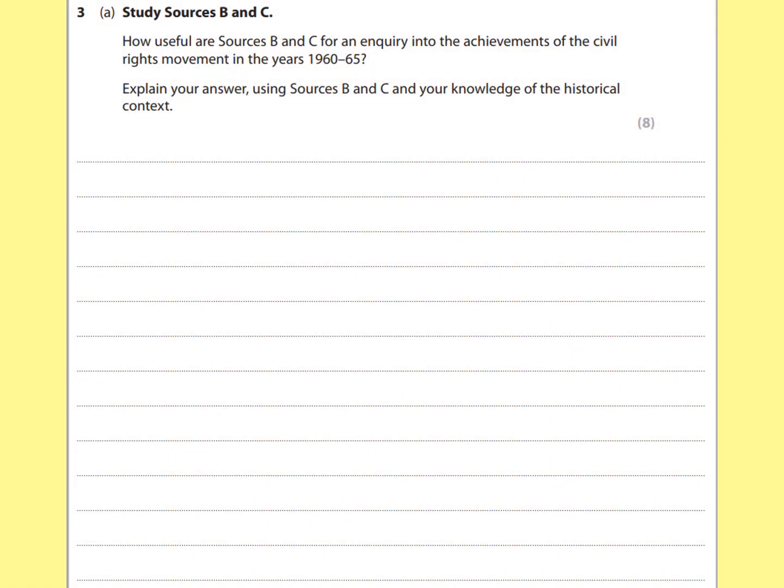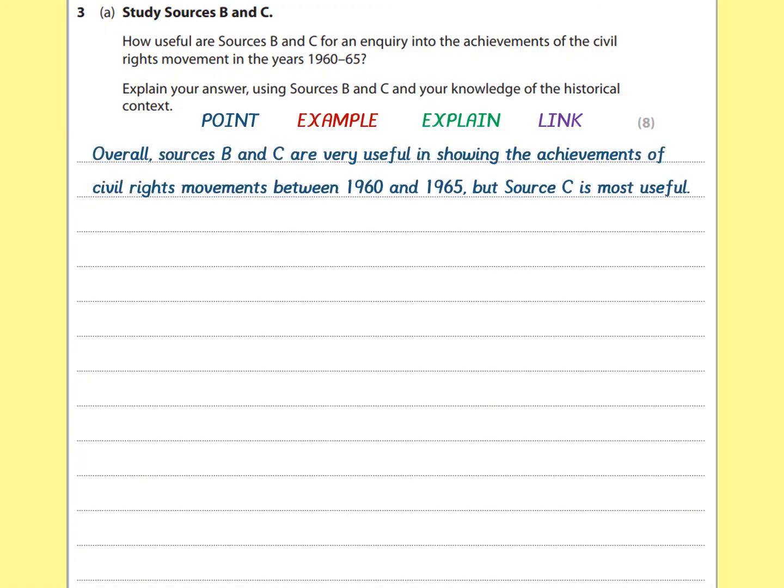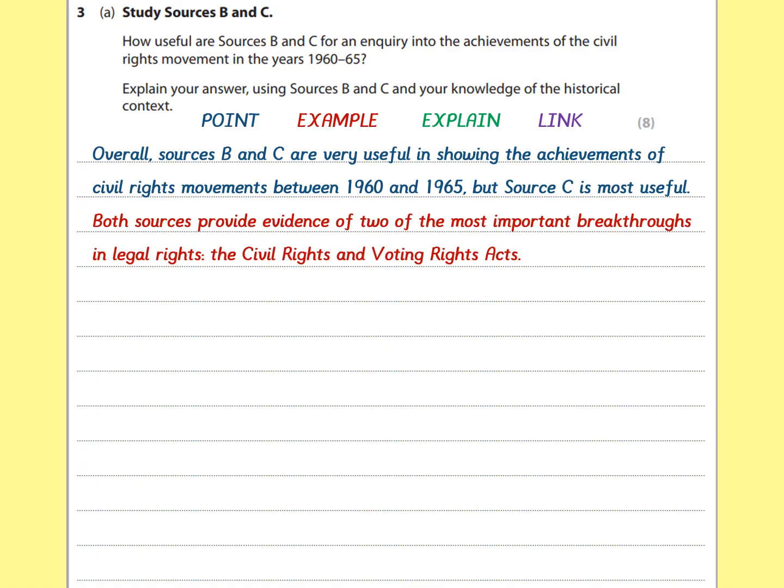Let's remind ourselves of the question just once more. How useful are sources B and C for an inquiry into the achievements of the civil rights movement? So far we've looked at the sources in isolation. Now let's consider them as a set. This is almost a conclusion. Overall, sources B and C are very useful in showing the achievements of the civil rights movement between 1960 and 1965, but source C is most useful, adding in another layer of analysis there.